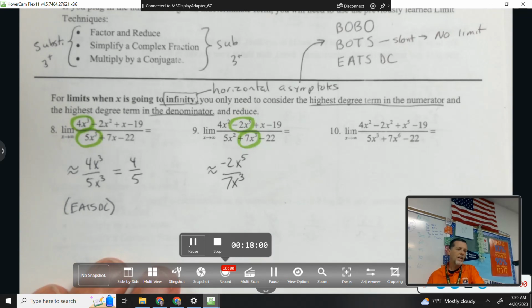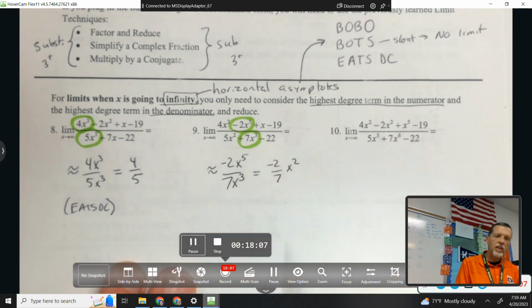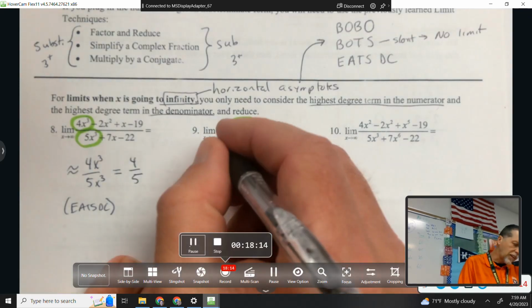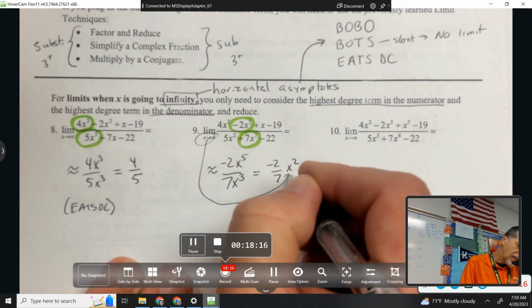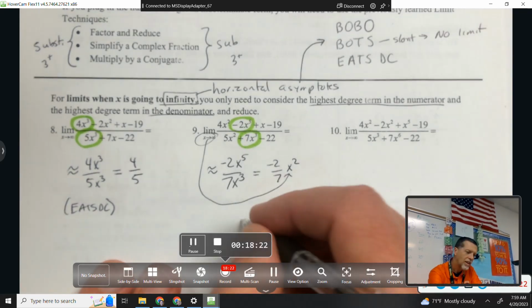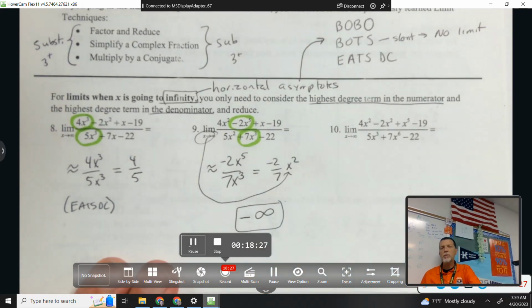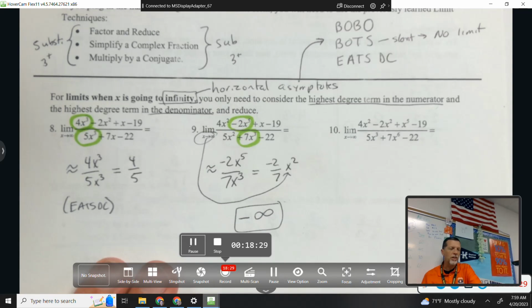Let's see. At really big numbers, the x's could cancel, and we get negative 2/7 x squared. And if I plug in infinity to that, negative 2/7 times infinity squared, that would be negative infinity. That would be the slant. There's not one. It's bigger on top. We're headed to infinity.